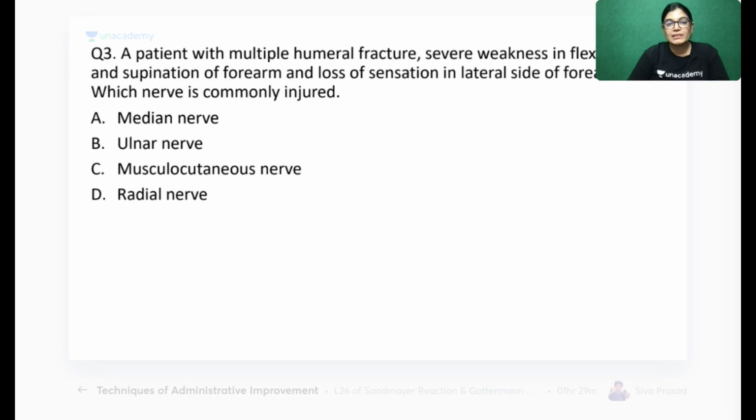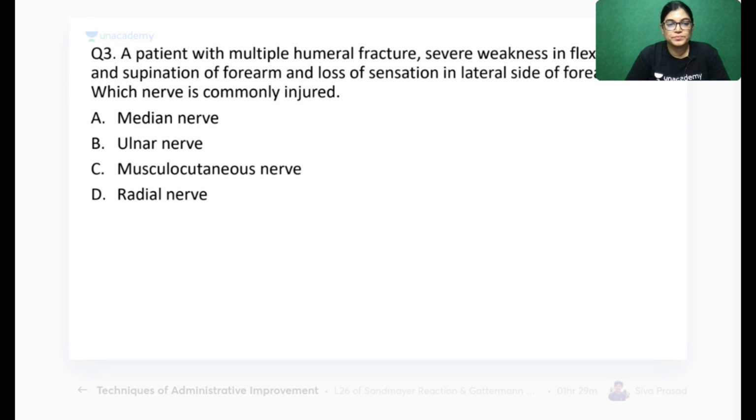A patient with a multiple humeral fracture, severe weakness in the flexion and supination of forearm, and loss of sensation in lateral side of the forearm. Which nerve is commonly injured? Whether it is median nerve, ulnar nerve, musculocutaneous nerve or radial nerve. So anyone wants to give the answer? They can write in the message box whether it is median, ulnar, musculocutaneous or radial nerve.